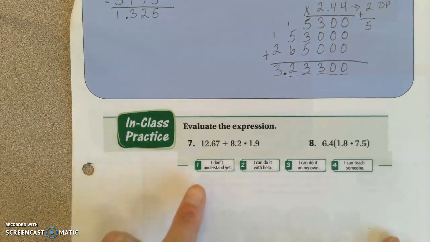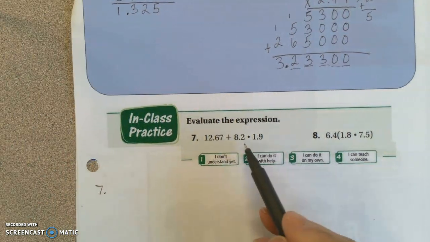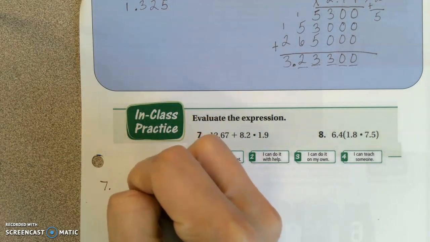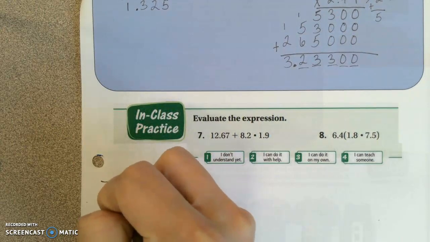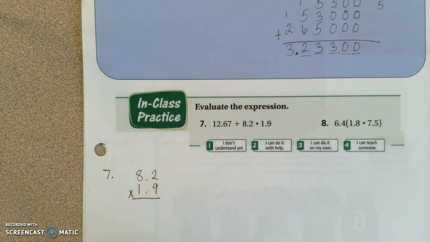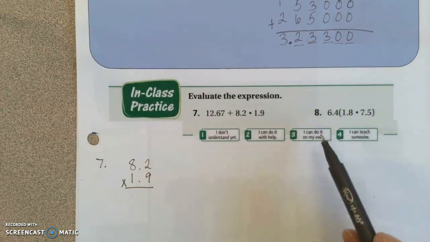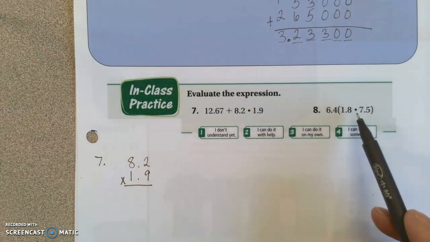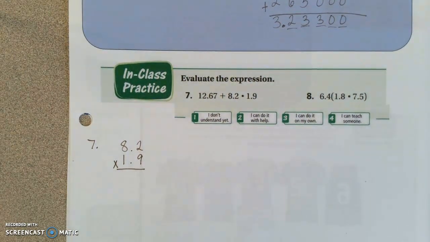I would like you to come down here to number 7. Go ahead and set that one up. We have addition and we have multiplication. So you're going to do the multiplication first. Once you get that result, you'll take that product and add the 12 and 67 hundredths. Then you're going to do number 8 as well. This is all multiplication. So we would technically do what's in parentheses first, but we also know that you can multiply in any order. Pause your video, give those a try, and then you can unpause to check your work.